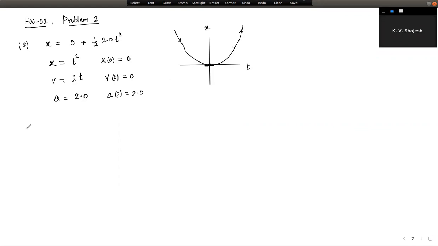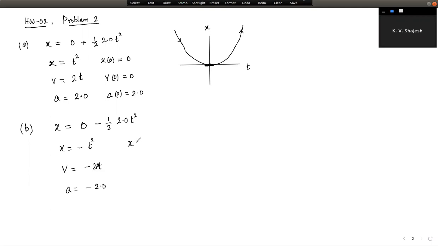In part B, we have pretty much the same equation, except this has the acceleration to be minus, so that's minus 1 by 2 t square. That leads to the position function as a function of time to be negative t square. Velocity comes out to be minus 2t, and acceleration comes out to be minus 2.0. If you want, this also should be 2.0 here.